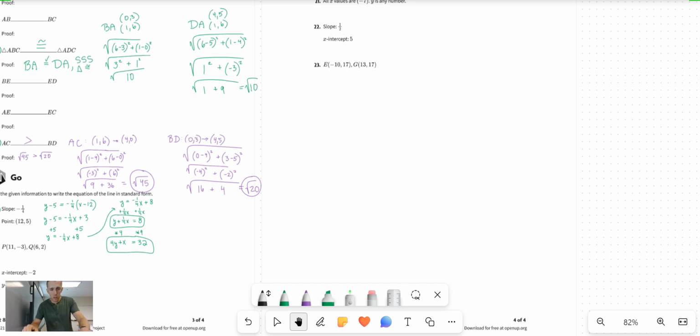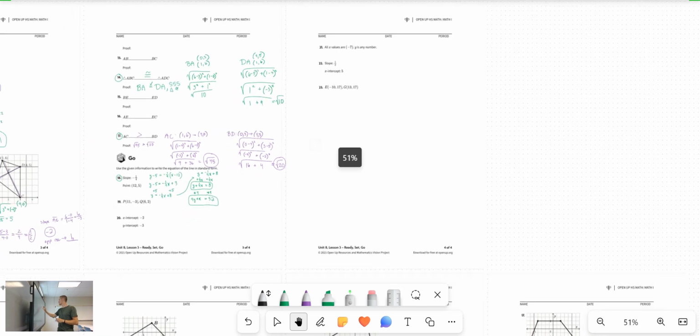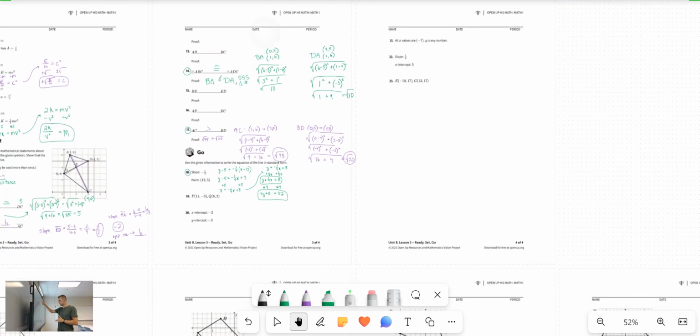What is this? Unit 8, lesson 2 or lesson 3? Which one is this? Unit 8, lesson 3. That wraps up Unit 8, lesson 3.